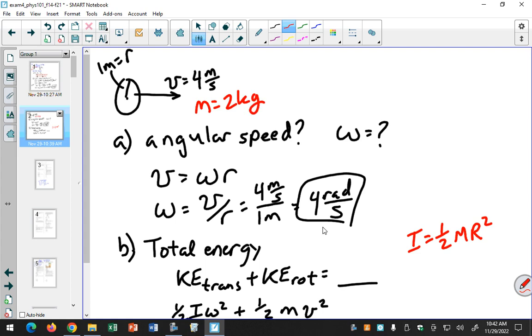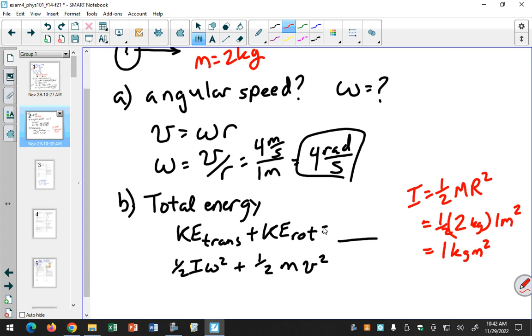Okay, so I would be 1/2 of 2 kilograms times the radius, which was 1 meter. And so that's 1 kilogram meter squared. So I have to figure out the moment of inertia. In fact, on most of these problems, when you have a rotating object, you're going to need to find the moment of inertia. I usually just do that right up front.